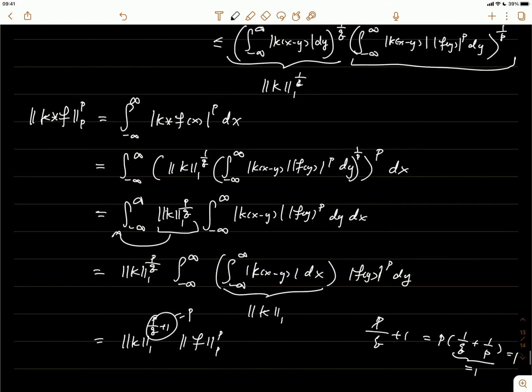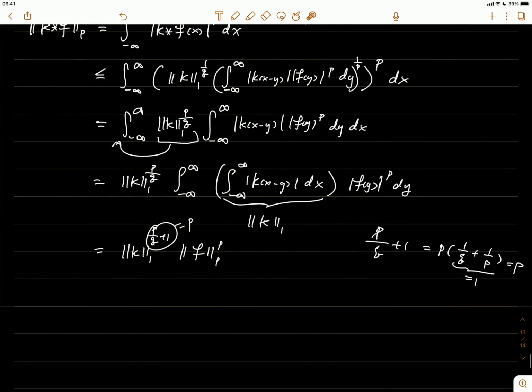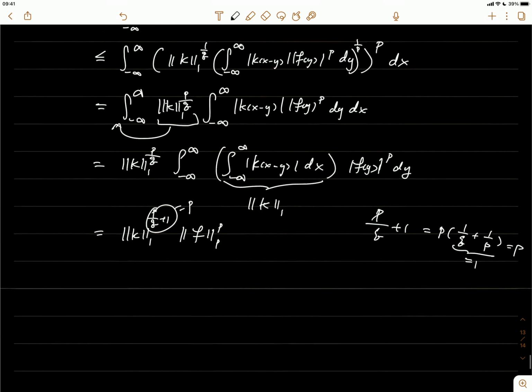Okay, so that's how it works: I take the pth root on both sides. We will see that, sorry, this should be less than or equal to. Taking the pth root of both sides, we will see that the claim holds, or this inequality holds. Okay, so now this is for the first case.